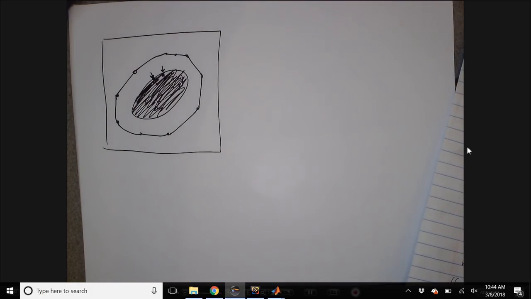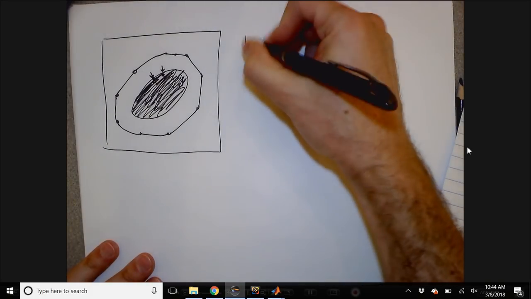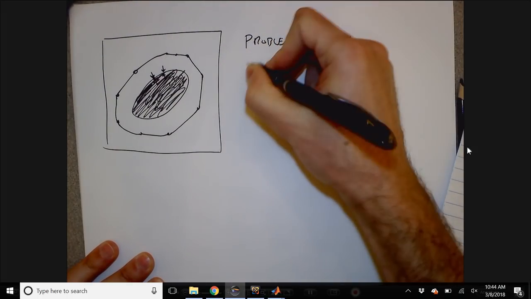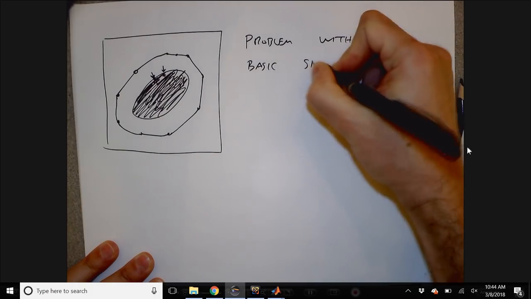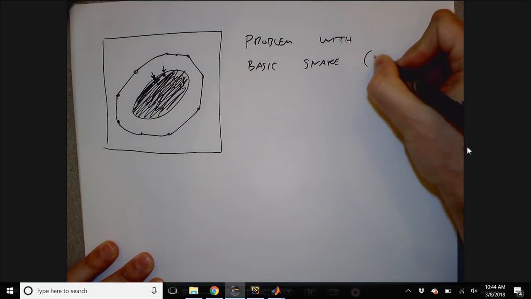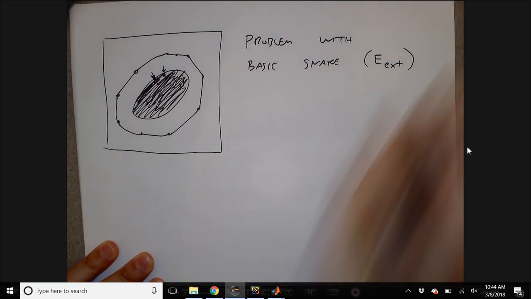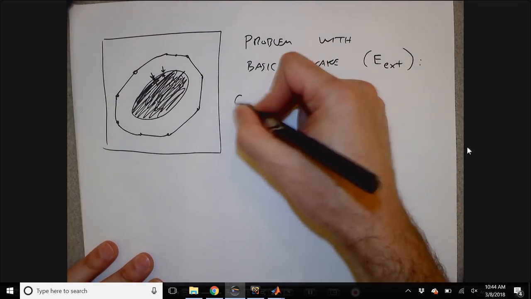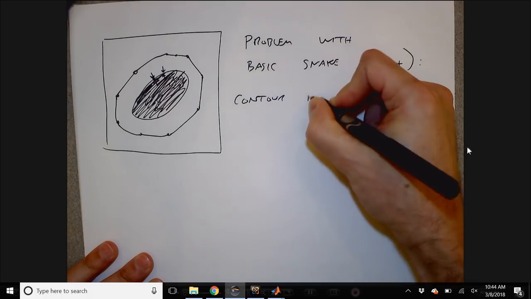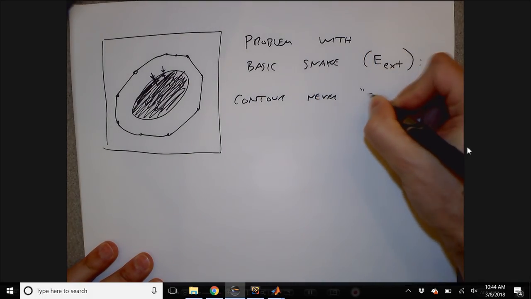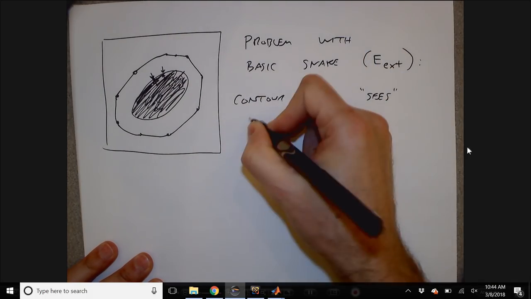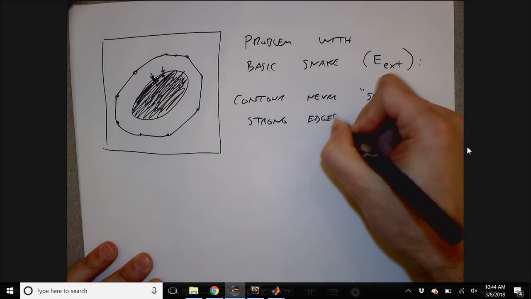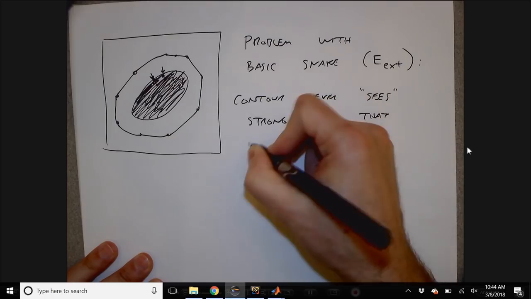So the problem with the basic snake, which comes from the way that we defined this external energy, is that the contour never sees strong edges that are far away.